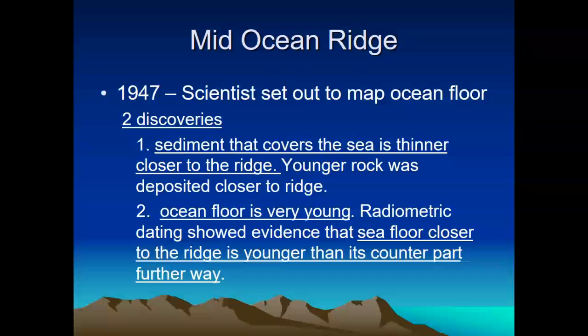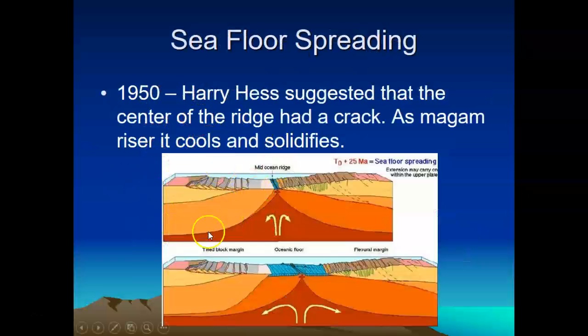So ocean floor is very young, whereas our continental crust has been eroded through all different types of processes. So those are normally much older. And so we are able to look at that and radiometric date it and see that the seafloor closest to the ridge is younger than the counterparts further away. So meaning closer to the ridge, and I'm going to show you an example here.